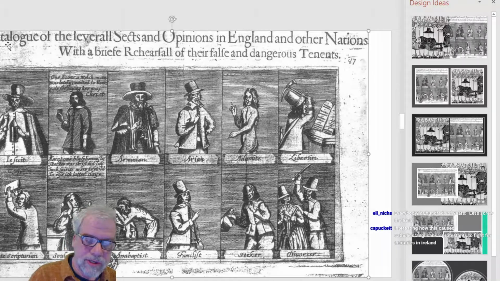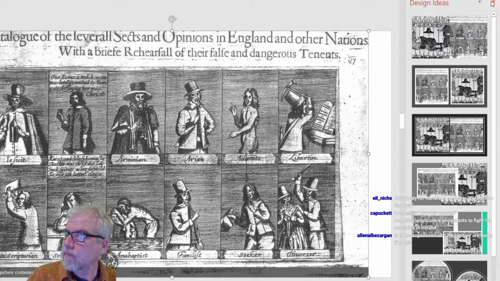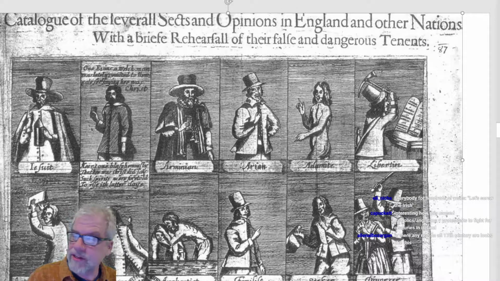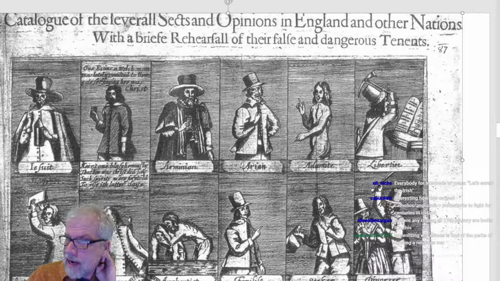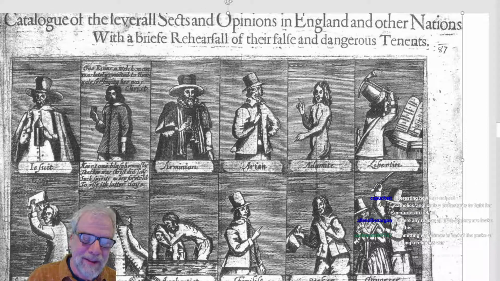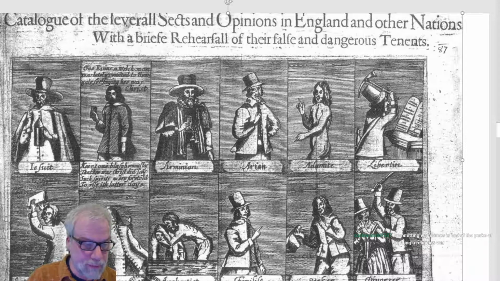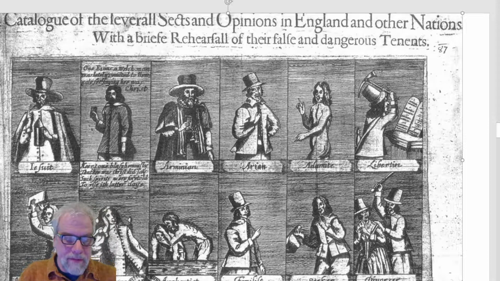Here we are. This is the image that I wanted to show you. All right, this is the catalog of the sects and opinions of England and other nations with a brief rehearsal of their false and dangerous tenets. Okay, there's another side to the Puritans. In the middle of the 17th century, with the coming of capitalism and the filtering down of the Protestant Reformation, we see tremendous debate about what's in the Bible. The Bible is translated into English and other languages, into Dutch, and people believe that they can interpret the Bible for themselves growing out of this Reformation.